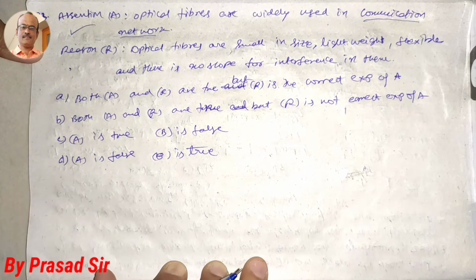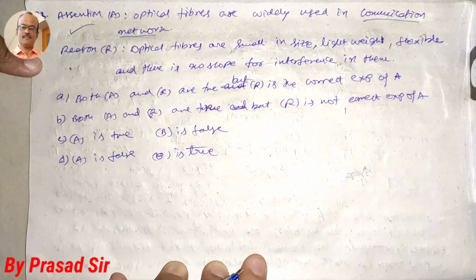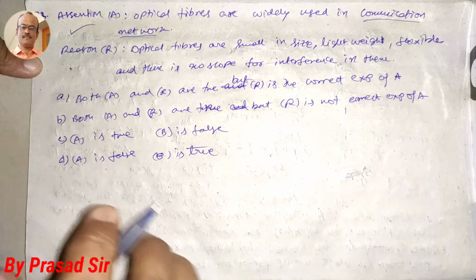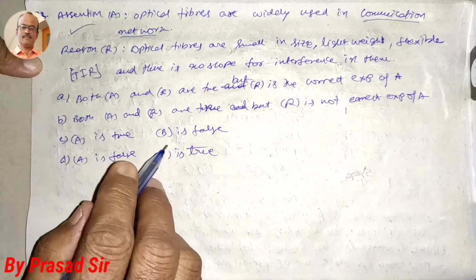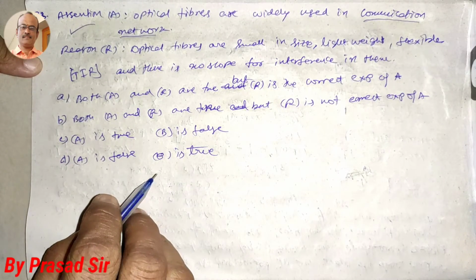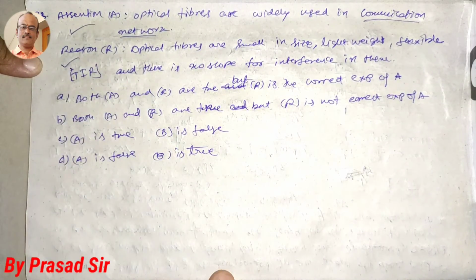And here reason: optical fibers are small in size, lightweight, flexible, and there is no scope for interference in them. So here in optical fibers, which one takes place? Total internal reflection takes place, but there is no chance of interference pattern. So that means this is also correct. Both A and R are true, and R is the correct explanation of A. So option A is correct.